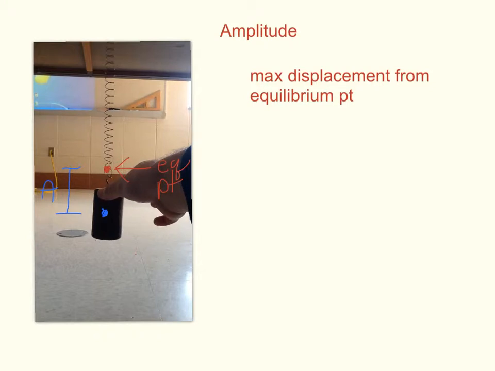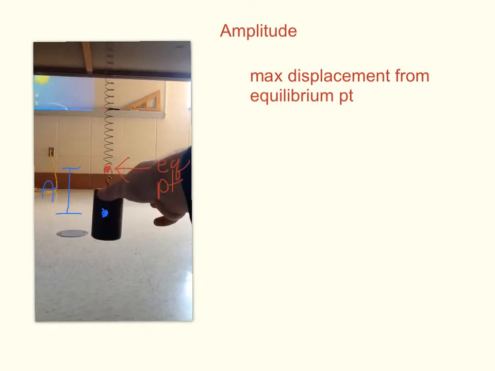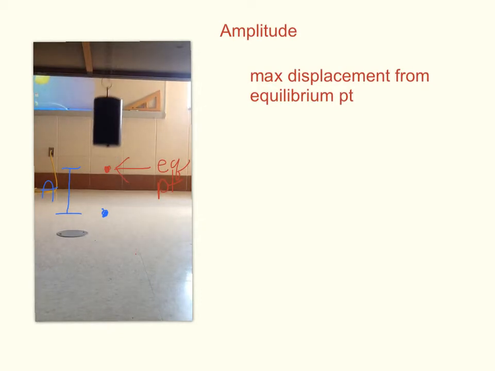If I go a little further after I let go, when it goes above the equilibrium point and gets to its maximum displacement, which is right about there, this is again representing the amplitude of the oscillator. So amplitude is just when the oscillator is at its maximum displacement from that equilibrium point.